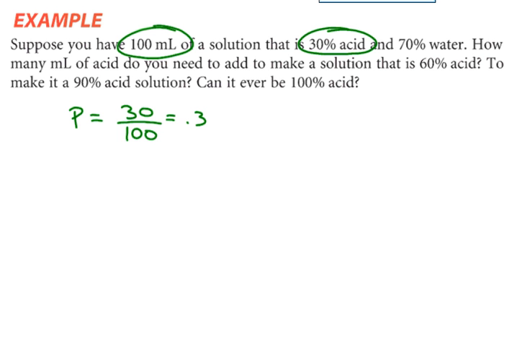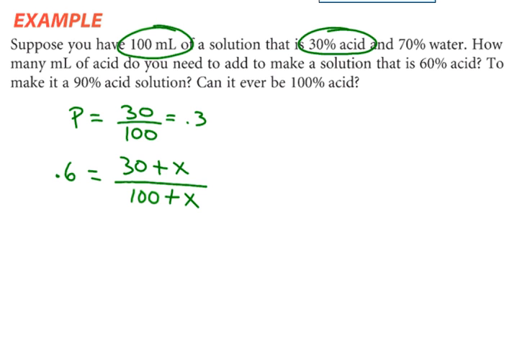Now the question is, how much more acid would we have to add to the solution in order to make the percentage 60%? So we're going to take our 30 milliliters of acid and we're going to add some number of milliliters of acid. We don't know how much yet. But whenever we add that acid onto the acid that we already have, we're also adding that acid into the entire solution, right? So we're going to add that X into the 100 also. And we want this to equal 60%. So 0.6.